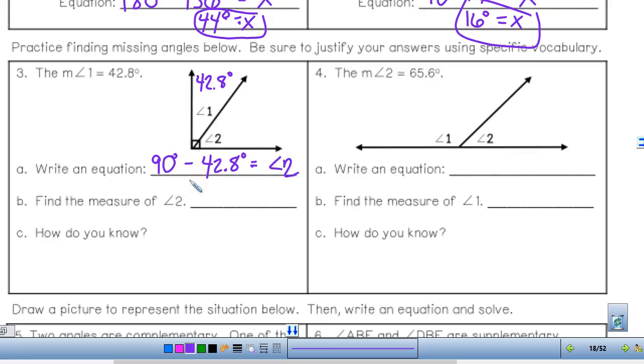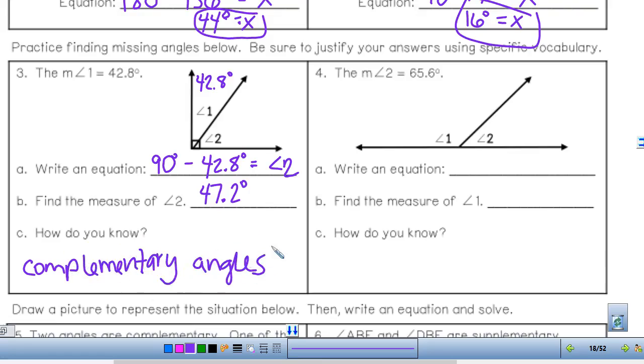So I don't mind if you use a calculator. We're going to do 90 minus 42 and 8/10. And when I do that subtraction, I am left with 47 and 2/10 degrees left over for angle 2. And then question C says, how do you know? Well, I know this because these are complementary angles. So my justification could be complementary angles, and complementary angles add up to 90 degrees.